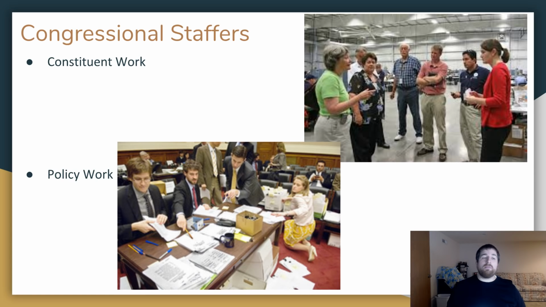Now, that work breaks into one of two categories, either constituent work or policy work. Let's start by talking about constituent work. Constituent work includes things like taking questions and feedback from constituents from a member of Congress's district or state. So when a voter calls into a member of Congress's office to either complain about a vote that they took or to try and influence them to vote one way or the other, it is a congressional staffer's job to take that phone call, try to explain the mindset of that member of Congress, and then take down any feedback from that person that is calling.